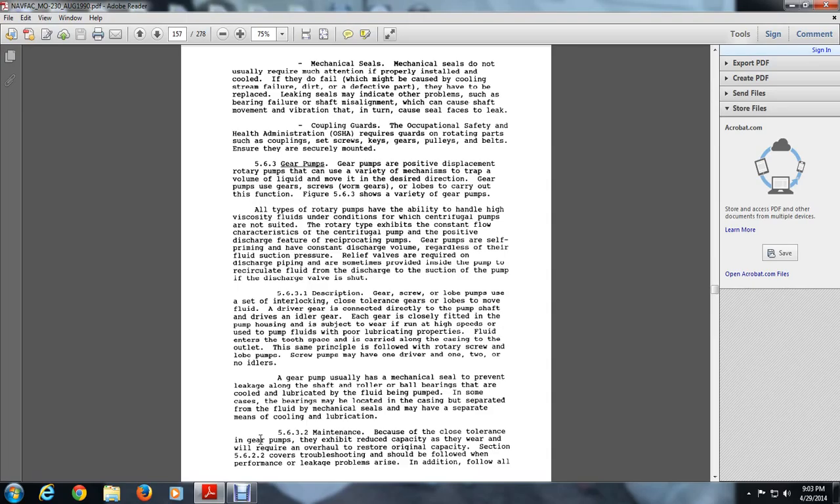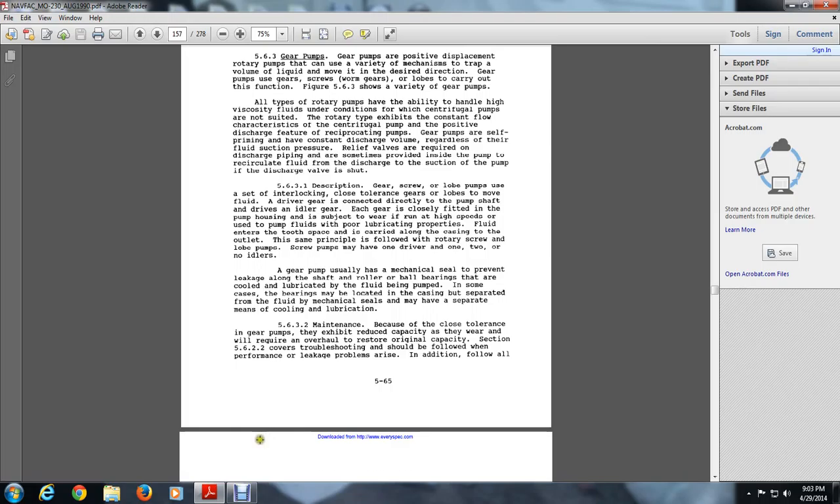5632 Maintenance. Because of the clearances in gear pumps, they exhibit reduced capacity as they wear. The wear will require an overhaul to restore original capacity. Section 5622 covers troubleshooting, which should be followed when performance or leakage problems arise, with additional follow-up.